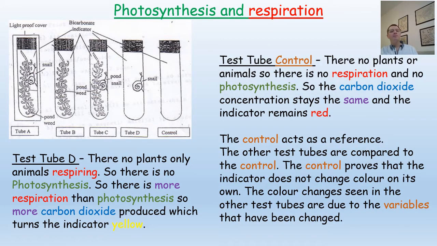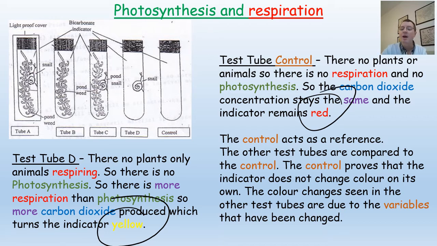In test tube D, there's no plants, only animals respiring, so there is no photosynthesis. So clearly there is more respiration than photosynthesis, so more carbon dioxide is released and produced, which turns the indicator yellow. And in the control test tube, there's no plants or animals at all. So there's no respiration, there's no photosynthesis, so the carbon dioxide concentration stays the same and the indicator remains red.